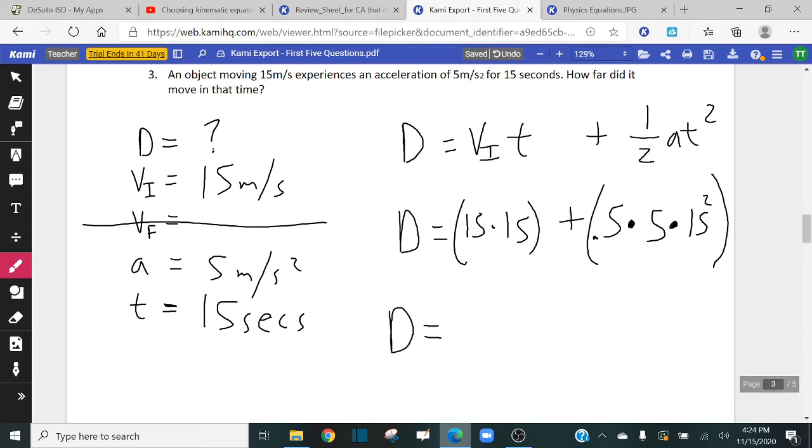15 times 15 is 225. So in my calculator, I'm going to put 15 squared, and I'm going to multiply that by 5, and I'll multiply that by 0.5. That gives me 562.5.